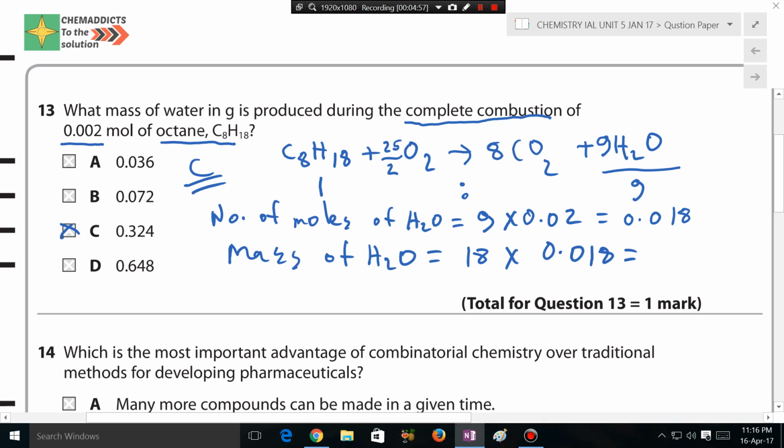Okay fellas, that's how we do it. In order to solve this type of question, first we need to construct the chemical equation for the reaction, balance it, and then find the mole ratio. Then we do as the question says. So that's why the answer should be C. That's the solution to question number 13.